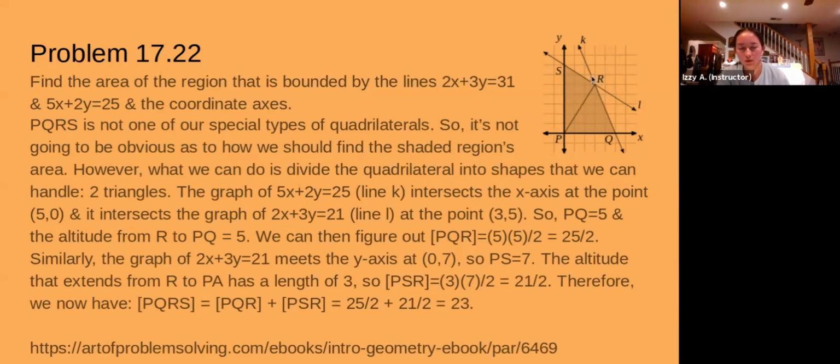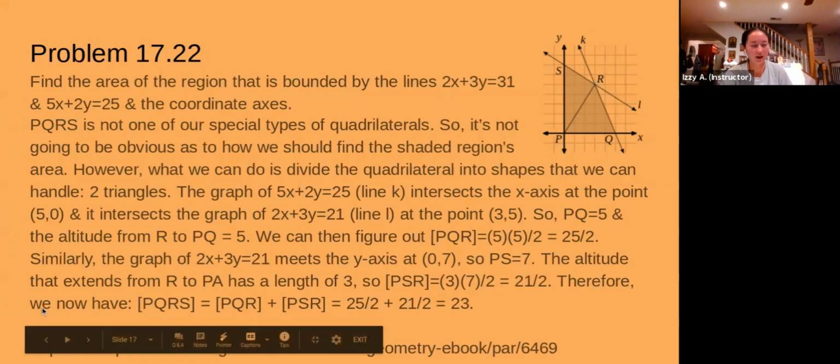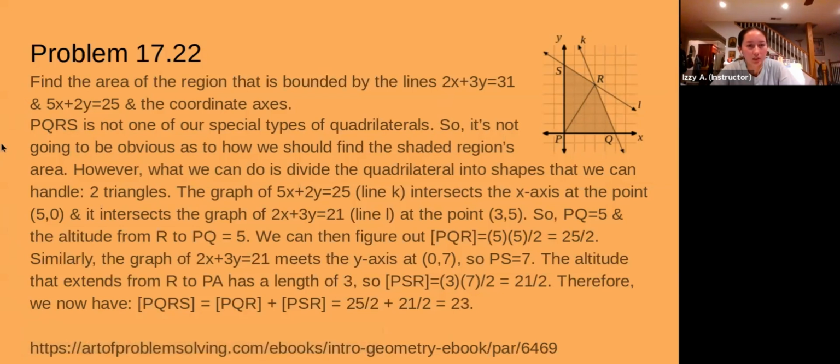So what we would first do, I'll just go over these solutions, but again, it's pretty straightforward. PQRS is not one of our special types of quadrilaterals, so it's not going to be obvious how we should find the shaded region's area. But by looking at the graph, we can figure out that you can divide the quadrilateral into two triangles.